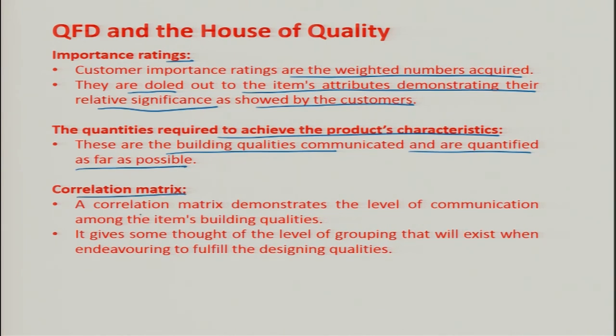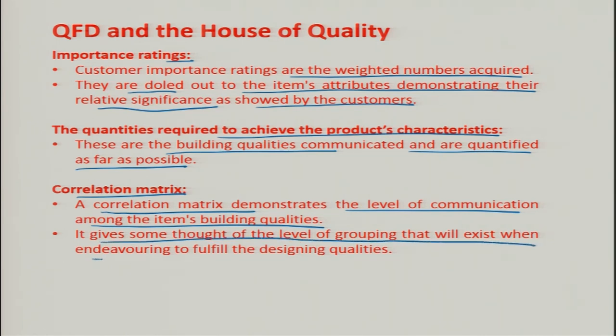Okay, the correlation matrix, which was the roof of the house. The correlation matrix demonstrates the level of interaction among the item's engineering qualities. It gives some thought of the level of trade-off that will exist when attempting to fulfill the design qualities. This also demonstrates the level of trade-off frequently realized by the physical laws governing the item's engineering attributes. Physical laws, we had the engineering characteristics here, like ultimate tensile strength: the bigger the size, the more the weight. So, those were the correlations that we had in the correlation matrix.